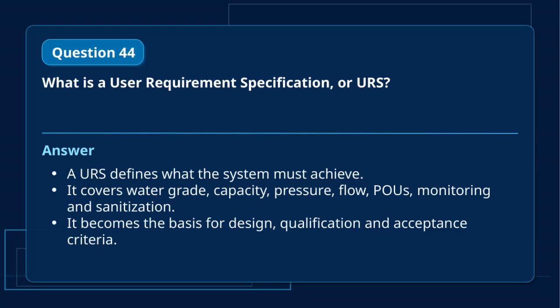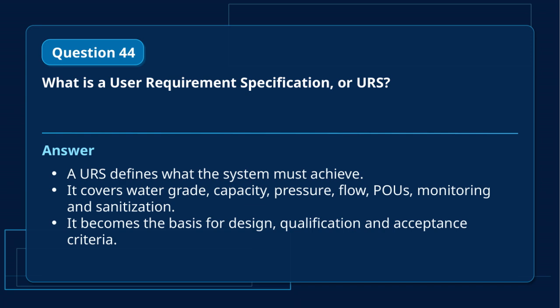Let's talk about what a user requirement specification, or URS, actually is. Essentially, the URS defines what the system must achieve. It's a detailed outline of the key criteria that the system needs to meet. This includes important aspects like the water grade, which sets the quality standards, as well as capacity, pressure, and flow rates. It also covers points of use, or POUs, along with monitoring and sanitization requirements.